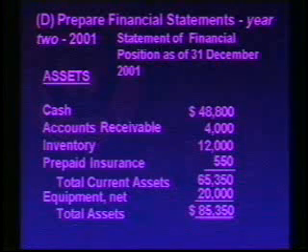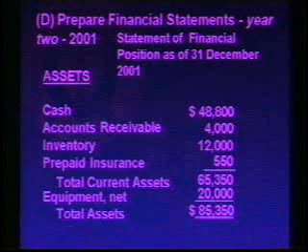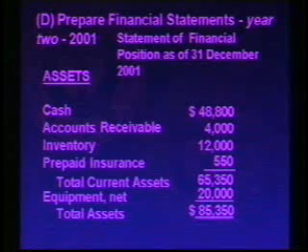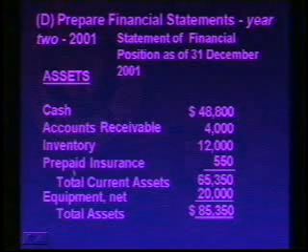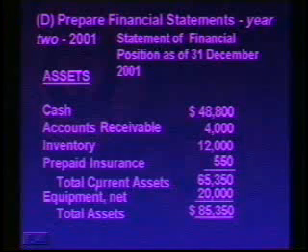Notice assets equal liabilities plus equity. Right? Remember, on every balance sheet, assets equal liabilities plus equity. You have to force that thing to balance. Right? In this case, 85,350. Again, notice the way the balance sheet is organized. We have total current assets. The assets are in order of liquidity, coming down to total current assets.